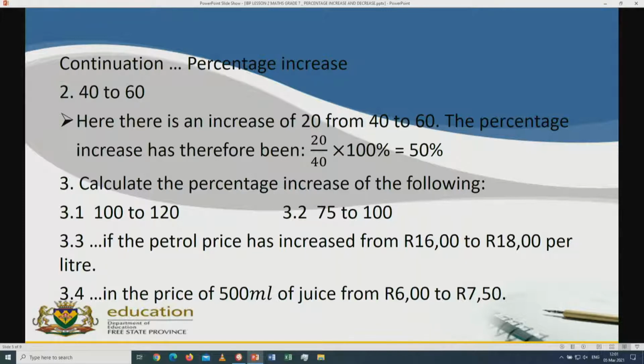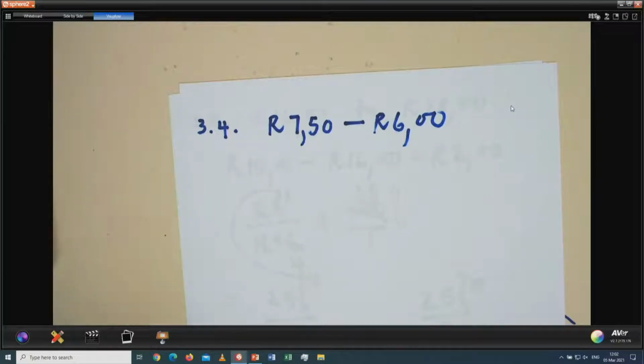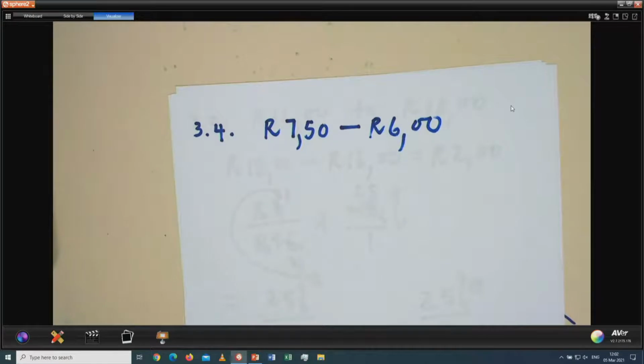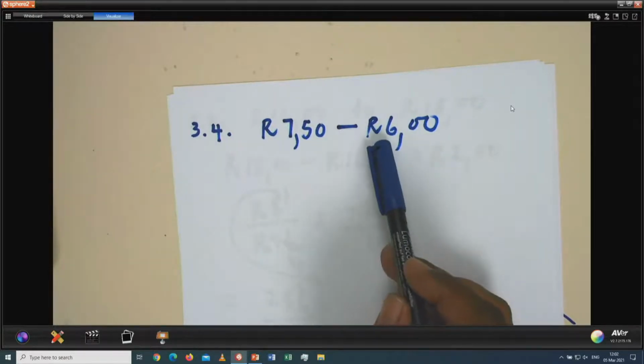Remember the hint. Get the difference of that amount that we have moved from 6 Rand to 7 Rand with. And therefore, we would say 7 Rand 50 cents, yes, subtract the 6 Rand. I know you have it there. And therefore, what will be our difference? 7 Rand 50 cents minus 6 Rand.